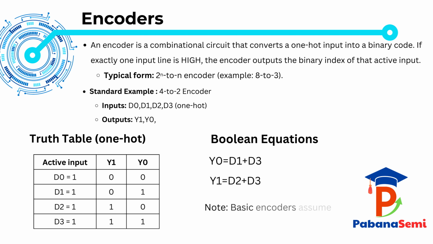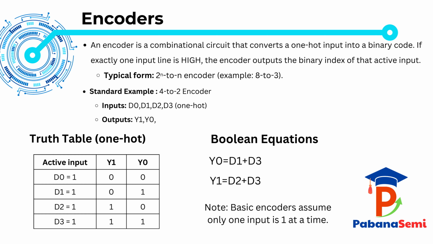Now let's understand encoders. An encoder is a combinational circuit that converts a one-hot input into a binary code. In simple terms, if exactly one input line is high, the encoder outputs the binary index of that active input. That's why the typical form is a 2^n to n encoder, like an 8 to 3 encoder. Here we use a standard example, a 4 to 2 encoder. The inputs are D0 to D3, and only one of them should be 1 at a time. The outputs are Y1 and Y0.